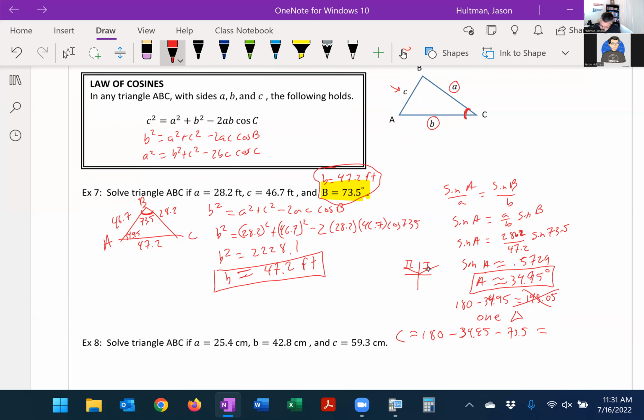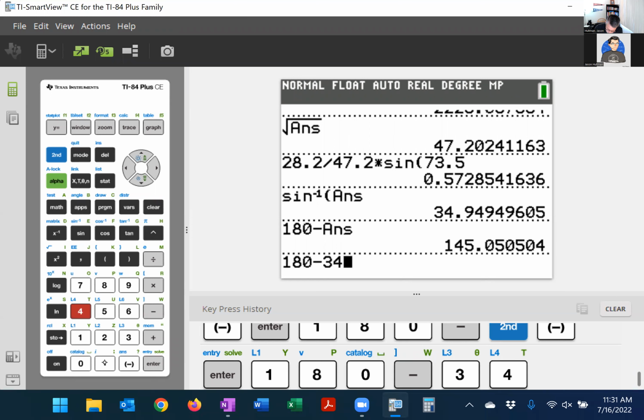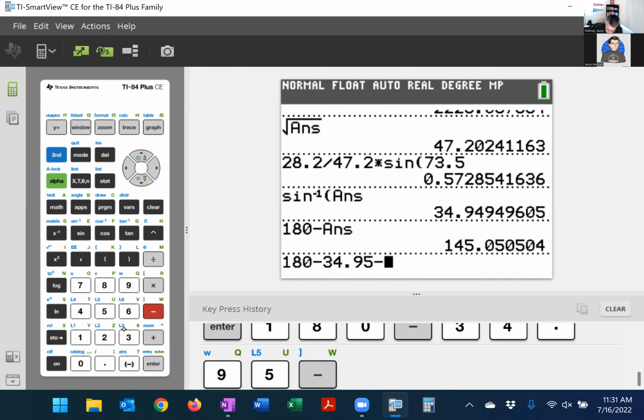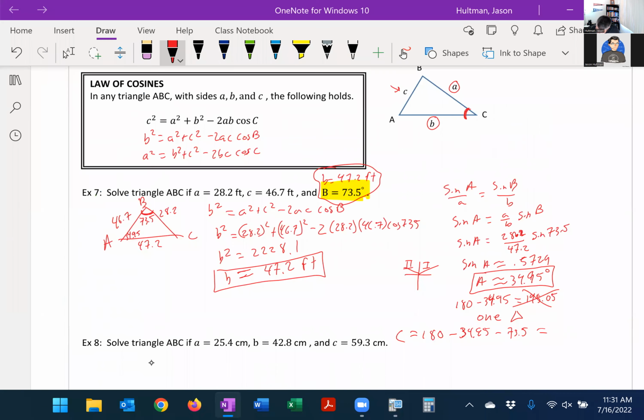So 180 minus 34.95 minus 73.5 is 71.55 degrees. And that's what C is, 71.55 degrees. So A is equal to C. Angle C. So we found all three sides and all three angles using the law of cosines.